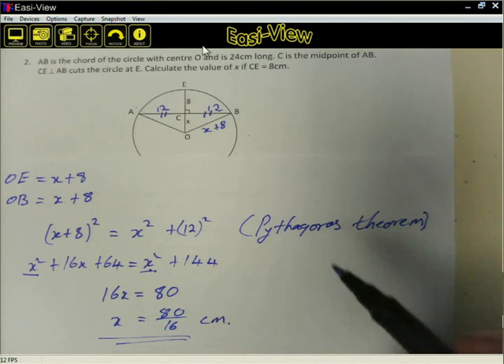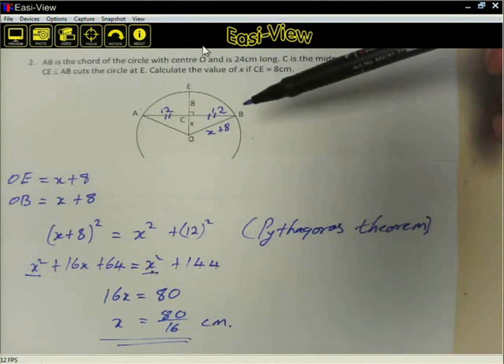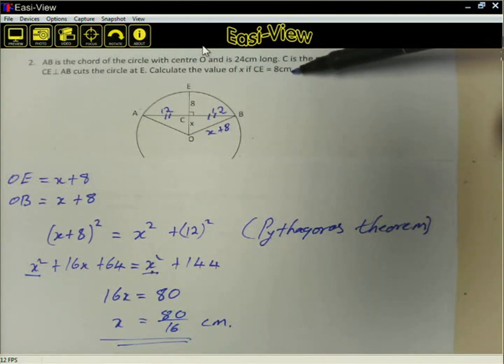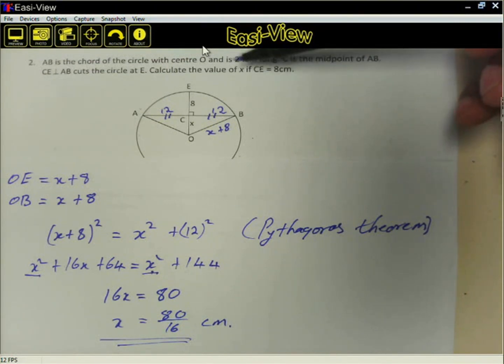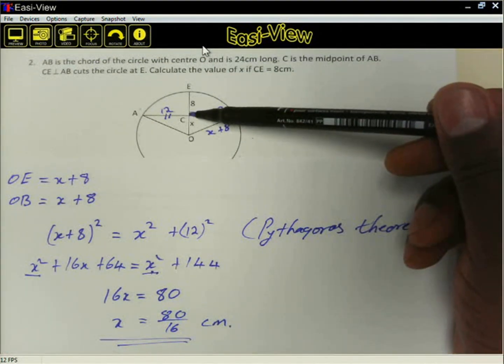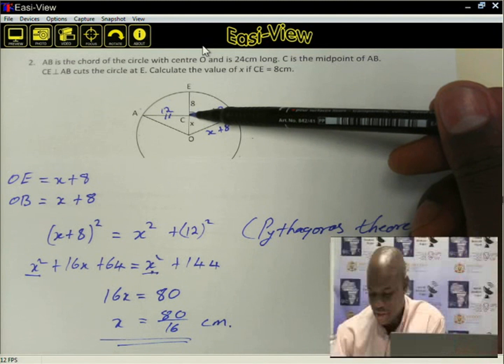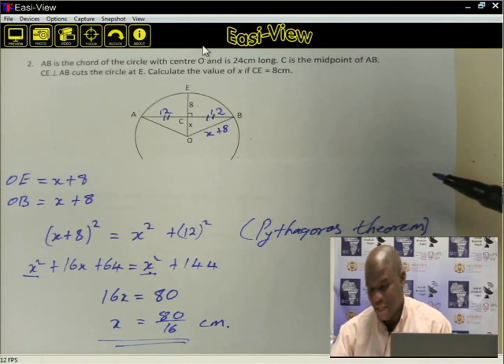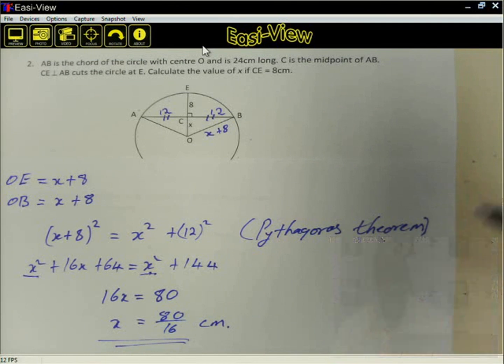Remember, the lengths from the problem itself are given in centimeters. CE is 8 centimeters. AB is 24 centimeters. So it means even our x will be expressed in terms of centimeters. So that is the value of x. Clear? Thank you.